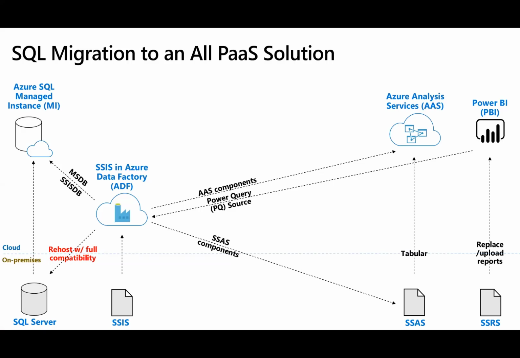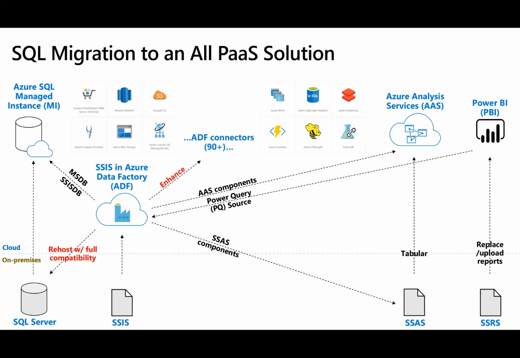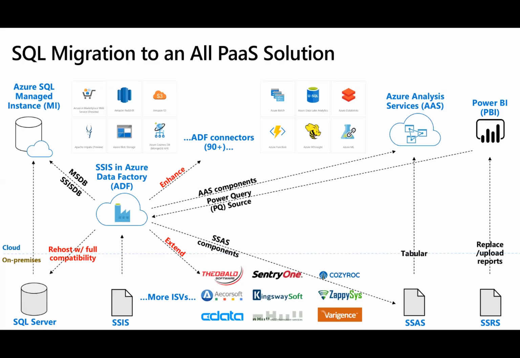Once you run SSIS in ADF, like I mentioned before, you can start enhancing it. ADF comes with 90-plus connectors. So if you don't find a connector among the built-in SSIS components, you can combine it with the ADF native connectivities in a single ADF pipeline, with an SSIS activity, for example. And even if the built-in ADF connectors or SSIS connectors don't fit your purpose, you can extend it with your own custom connector components or ones from our ISV partners.